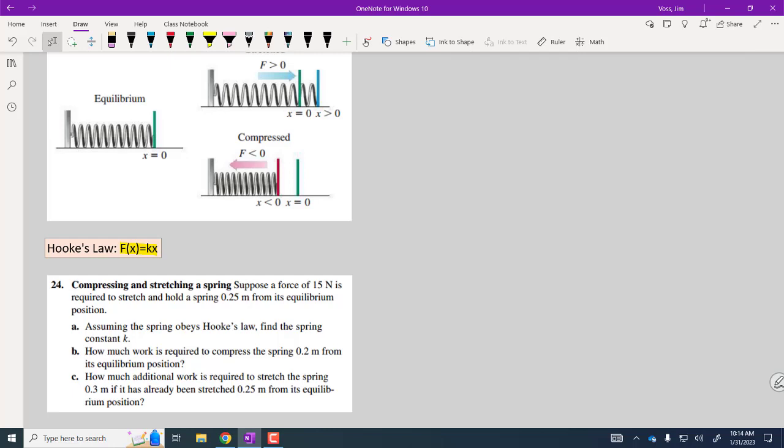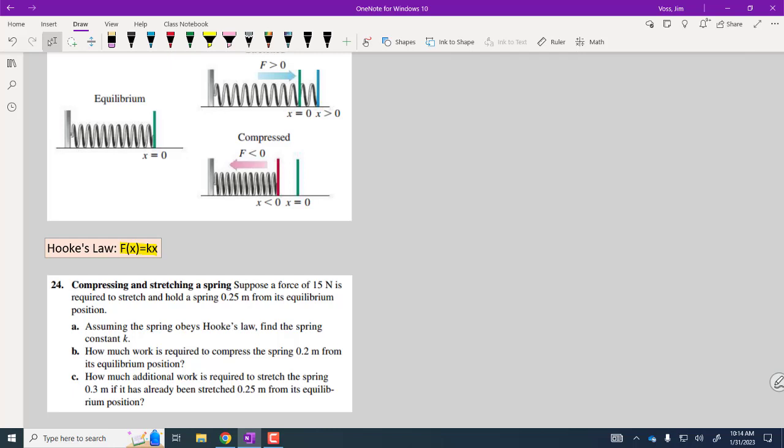So, and we're going to use the same sort of horizontal orientation. Positive to the right, negative to the left. So equilibrium is where the spring is just sitting there. The end of the spring is at 0. If we compress the spring, that means that the force is negative and the spring is going in the negative direction. So the displacement is going to be negative. Now, if the spring is stretched, then the force is positive and the displacement is going to be positive.